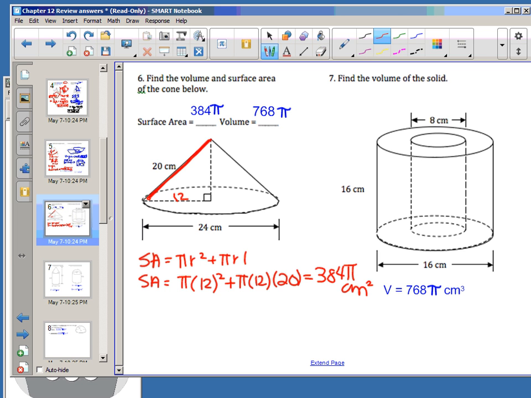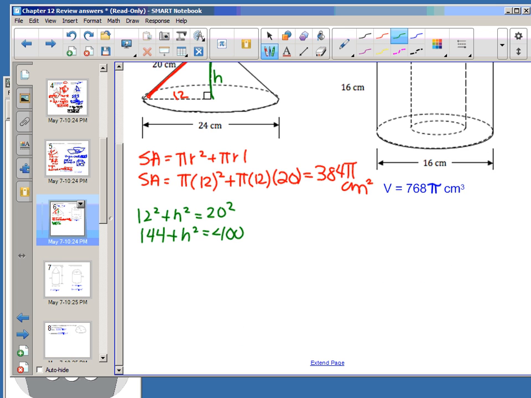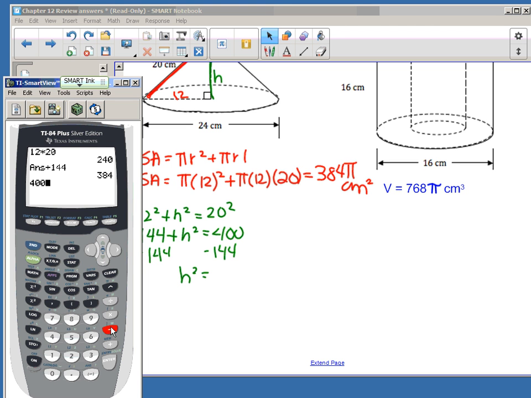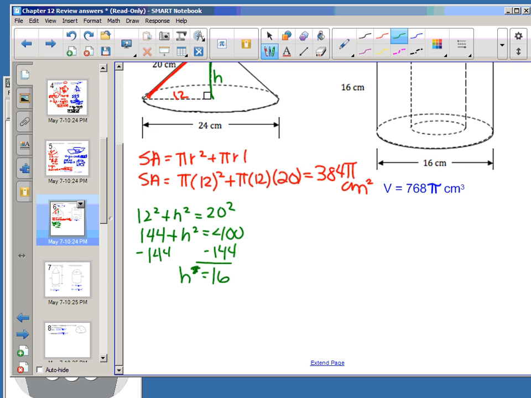The volume of the cone is a little bit tricky, and the reason for that is I need to know this height right here. Okay, so to do that, I'm going to use Pythagorean theorem. So I have 12 squared plus h squared equals 20 squared. So 144 plus h squared equals 400. Subtract 144. 400 minus 144 will be 256, and I'm going to square root that. And I get 16. So my height is 16.